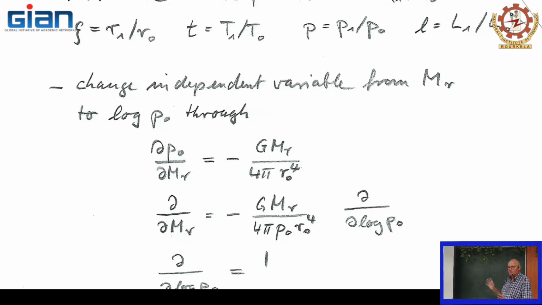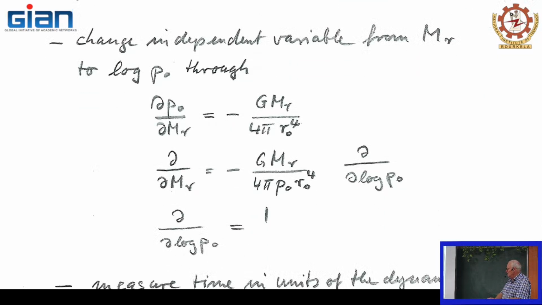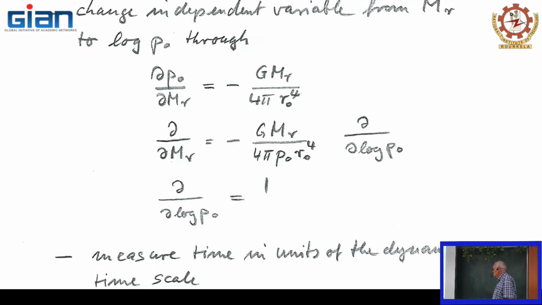This is done for numerical purposes, to achieve good resolution in the outer parts of the star. Nothing else. It has no physical background. It is done for numerical reasons to increase the resolution. And hereafter, the d by d log p0 will be denoted by a dash.